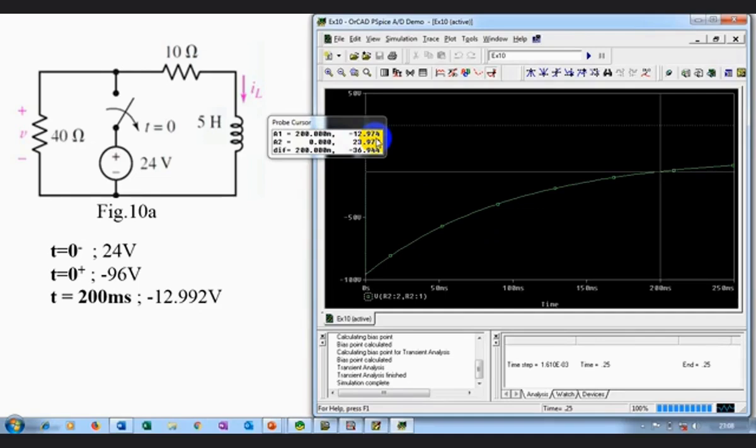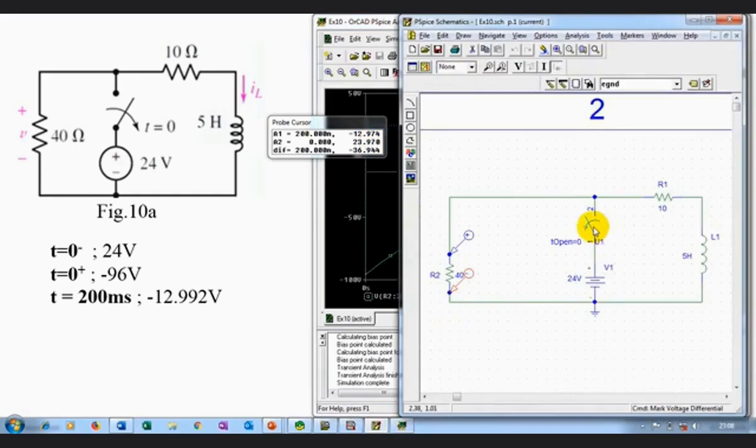And here again at time t equal to 200 milliseconds, we have calculated and the answer is minus 12.992, whereas in simulation we are getting 9.97. So why is this difference? So let's go back to the simulation.